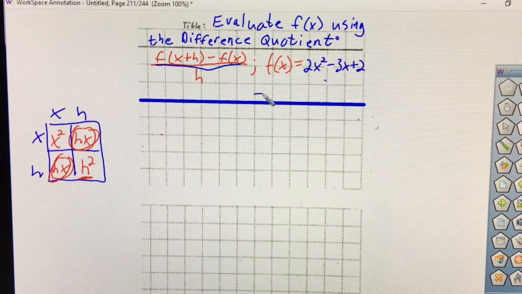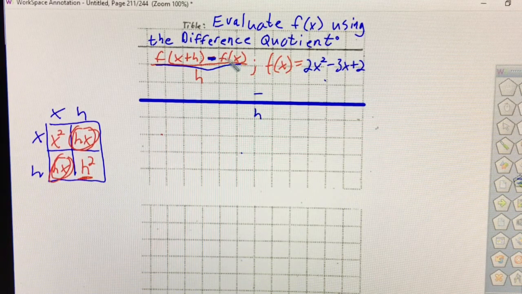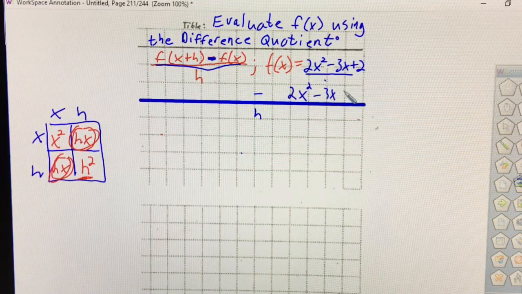From that division bar, I'm going to put my minus sign on top, and from that minus sign, I'm going to throw the h underneath of it. And notice f of x goes in the back, so whatever f of x equals, I'm going to put behind the minus sign. Now I have to wrap that up in parentheses so that I can distribute that negative a little bit later. Now what goes in front of the minus sign is a little bit difficult.